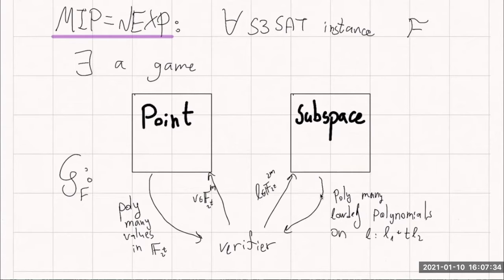And I'm using the subspace player only to verify that the point player is consistent with the subspace player, so they need to agree. The polynomial that the subspace player sends me needs to agree with the value that the point player sent me for any polynomial. And also these polynomials need to be low degree. So this is my last check, that the actual polynomials that I'm sent by the line player are all low degree.